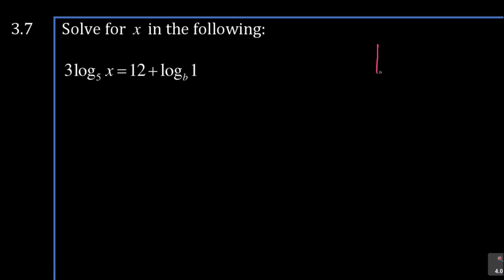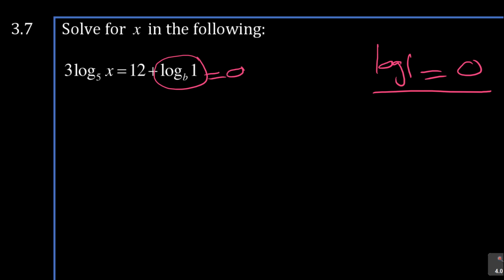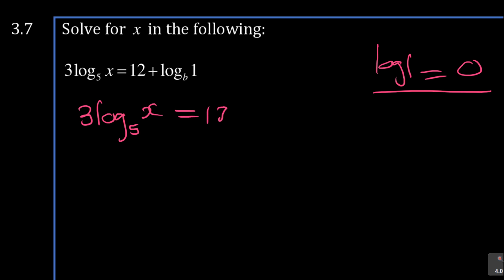Now, don't forget log 1. Anything of log 1 is equal to 0, doesn't matter whatever it is. So this thing is simply equal to 0. Log 1, you can test with the calculator. Just say log 1, you'll get 0. So what do you have? You have 3 log base 5 of x is equal to 12.